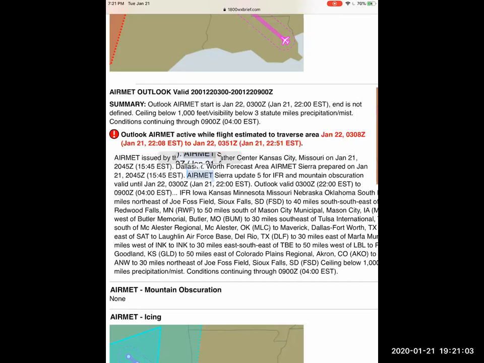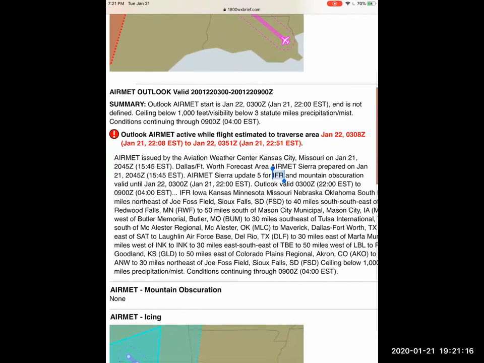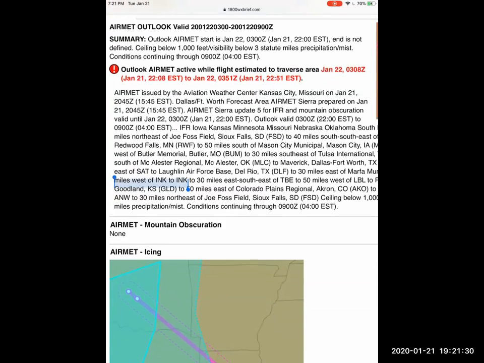Specifically, this is an AirMet Sierra Update 5. Sierra represents the fact that this is for IFR conditions, and this is the 5th update, specifically for IFR and possibly mountain obscuration as well. Then it gives us those same valid times, in this case valid until 0300 Zulu. That's important, because if you're trying to figure out what's going to be going on beyond that, you're going to need to determine that based off of a new product.